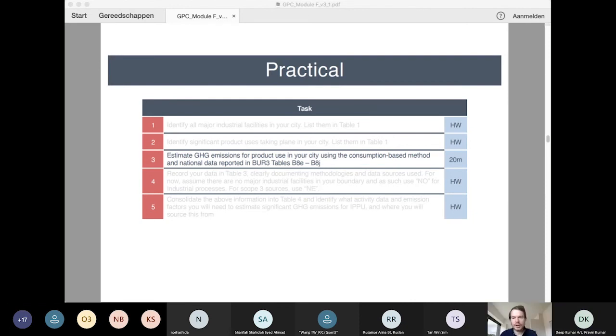Thank you, Deep. Okay, welcome back. I hope you all had a chance to absorb all the information from before the break. And now we're going to do the exercise. We're going to estimate greenhouse gas emissions for product use only in your city using a consumption-based method and national data reported in BER 3. So I'll give you the introductions and then I'll hand over to you to work on this on your own before moving on to the next part of today's webinar.